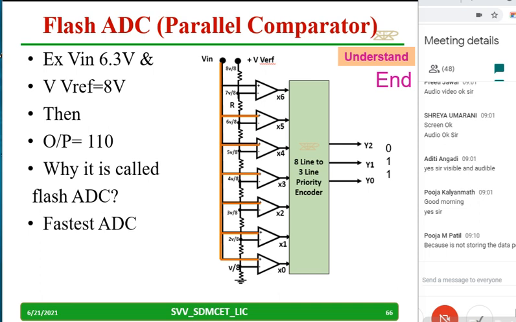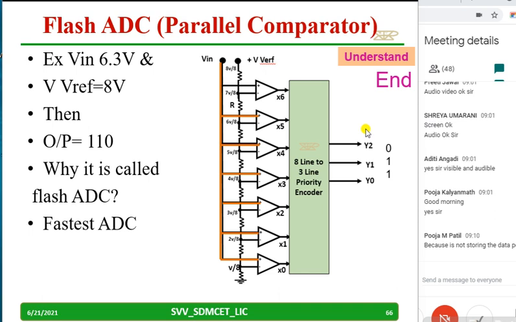Compared to other ADCs, you have already discussed some other ADCs. Compared to those ADCs, why is this called a flash ADC? You have taken the single ramp ADC, you have taken another ADC, successive approximation you have taken. Why is it called flash?